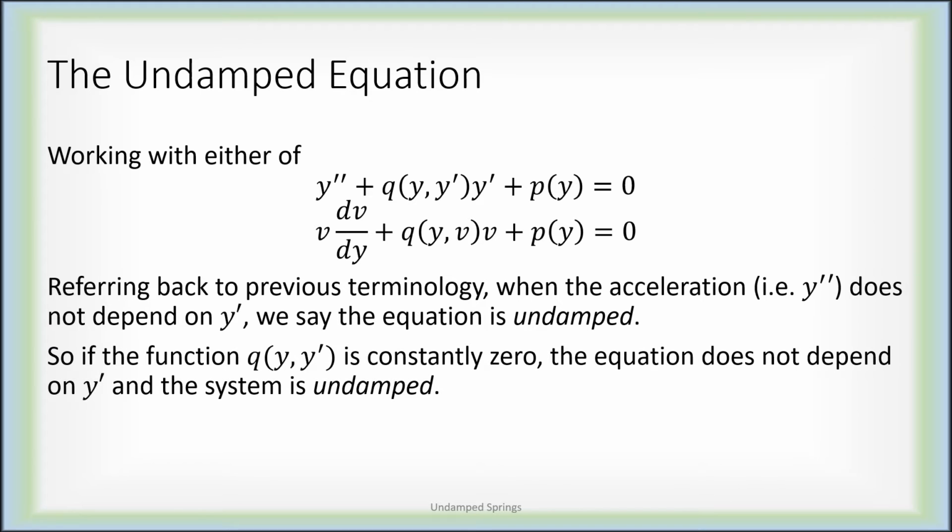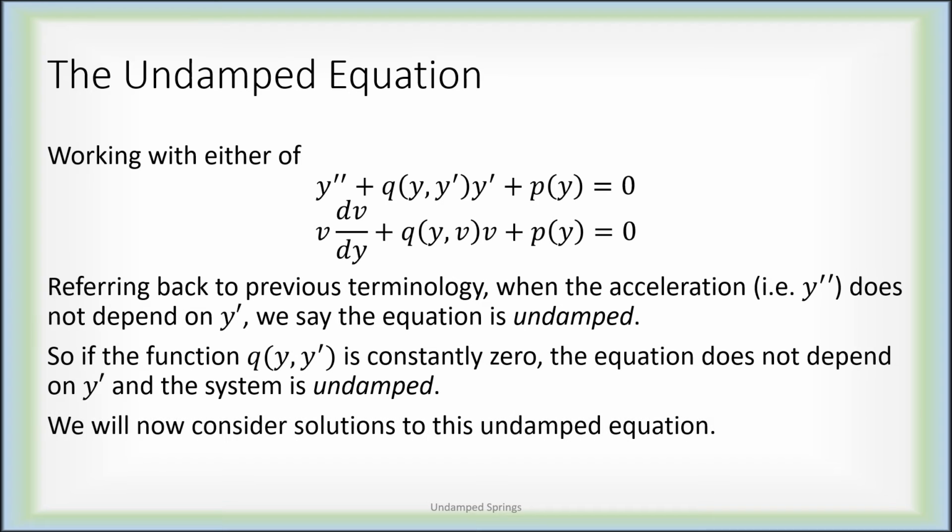So suppose the function q of y and y prime is constantly 0. So in this top equation, this term vanishes. I just get y double prime, which is proportional to some force, and here it only depends on y, but no longer any mix of y prime in there. That's called an undamped equation. So we're going to consider solutions to this undamped equation.